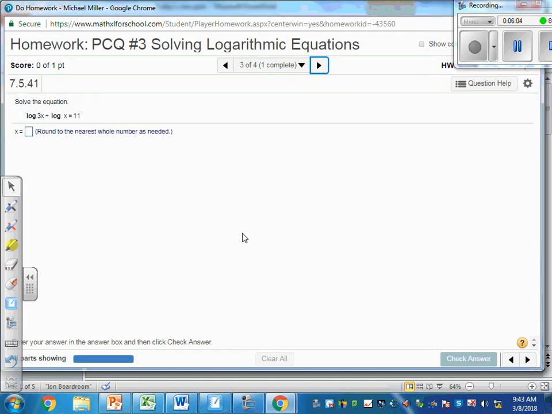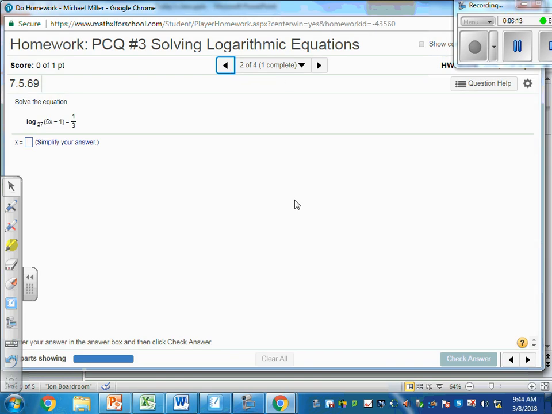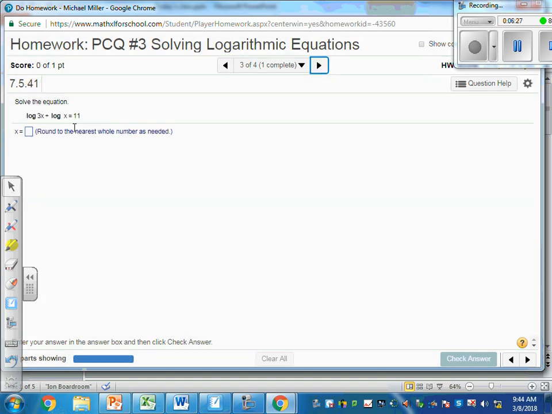All right, let's do a slightly harder one. Okay, really quick. To solve this one, you would raise both sides using base 27 and then simplify. But let me do one of these where there's a little bit more involved to solve it. Okay, so it says round to the nearest whole number as needed. That's a sign that we might be getting decimals in this answer.